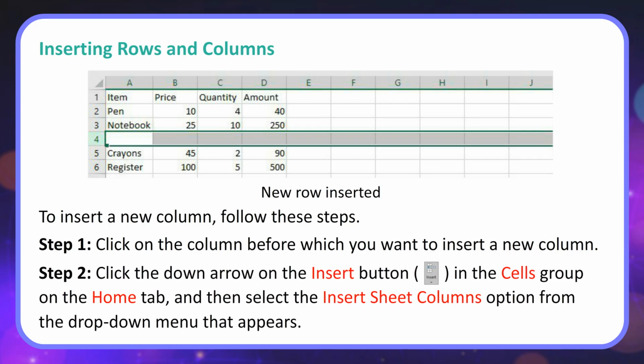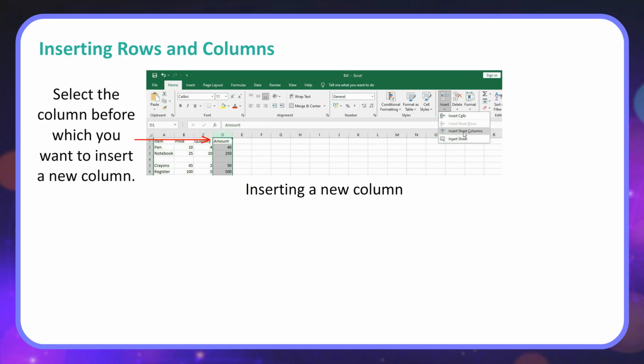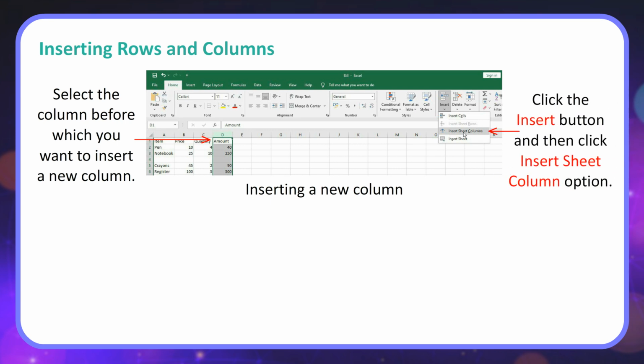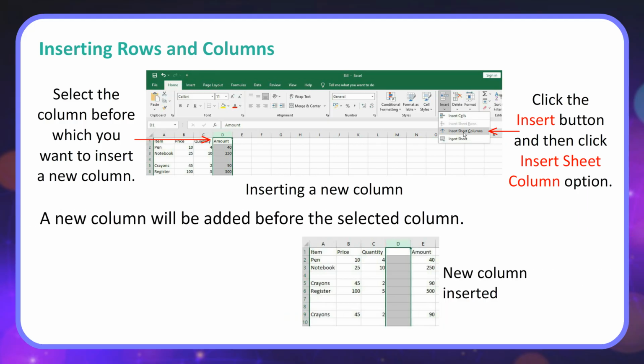Step 2. Click the down arrow on the Insert button in the Cells group on the Home tab, and then select the Insert Sheet Columns option from the drop-down menu that appears. Inserting a new column. Select the column before which you want to insert a new column. Click the Insert button and then click Insert Sheet Columns option. A new column will be added before the selected column. New column inserted.